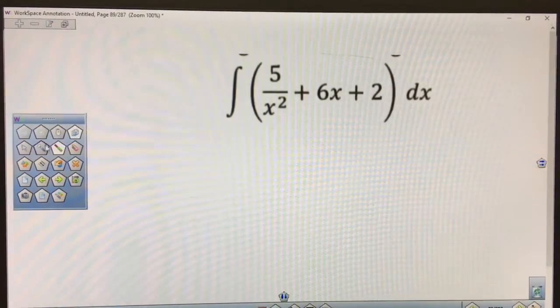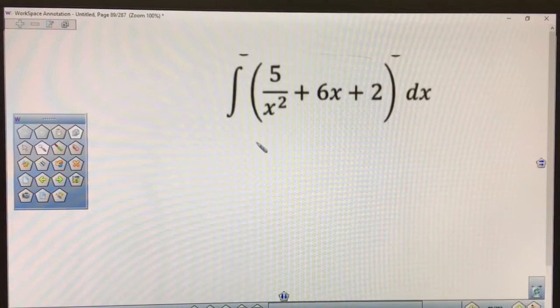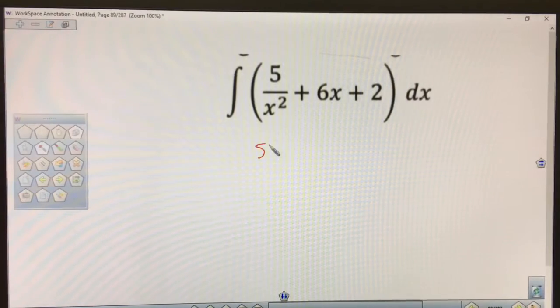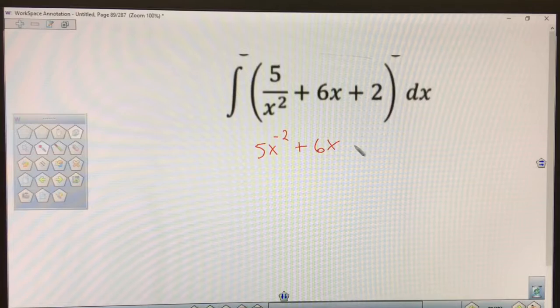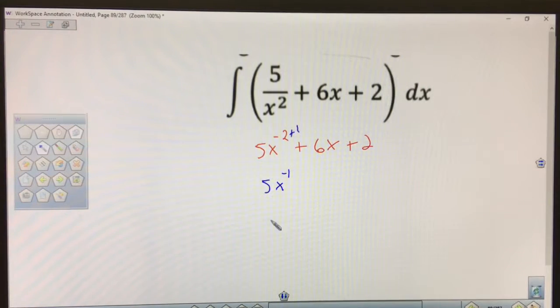So I'm going to rewrite this before I actually start to take the antiderivative of it. I'm going to rewrite this as 5 x to the negative 2. And then this I'm just going to leave. Nothing really to do with that. Now I have to add 1 to the exponent. So that's going to be 5x. 1 minus 2 is negative 1. What do I divide it by?